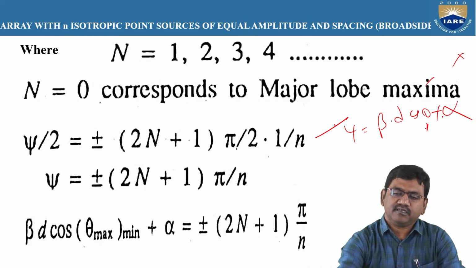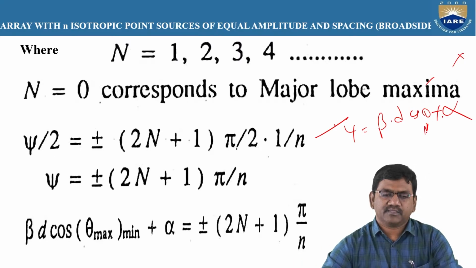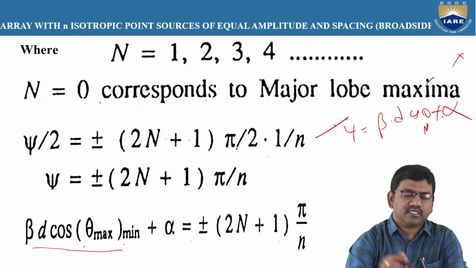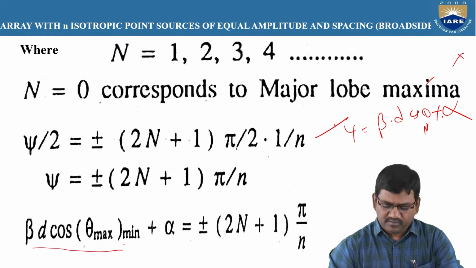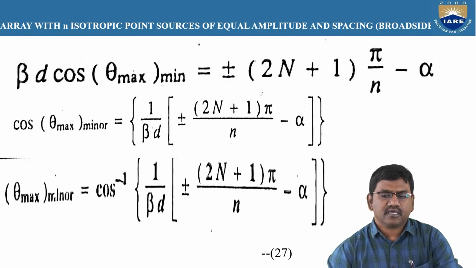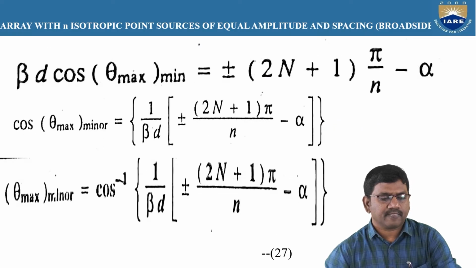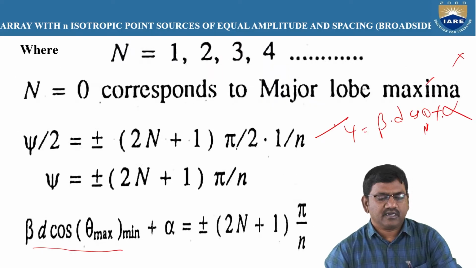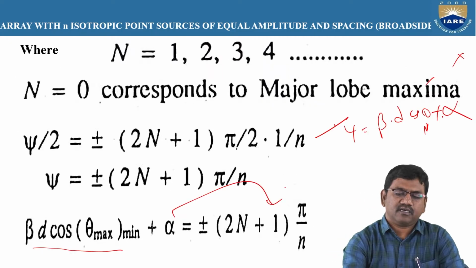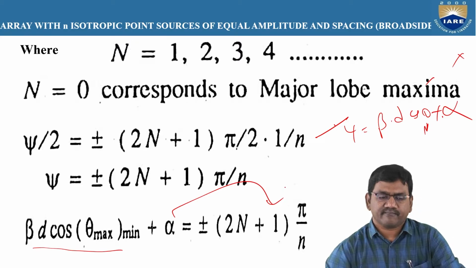So here theta is the maximum lobe, that means the major lobe maxima. It is indicated as beta d cos theta max. Now in this expression, if we substitute n, as the final expression we find out the value of theta. So if you simplify, take this alpha to the RHS, you will get minus alpha.